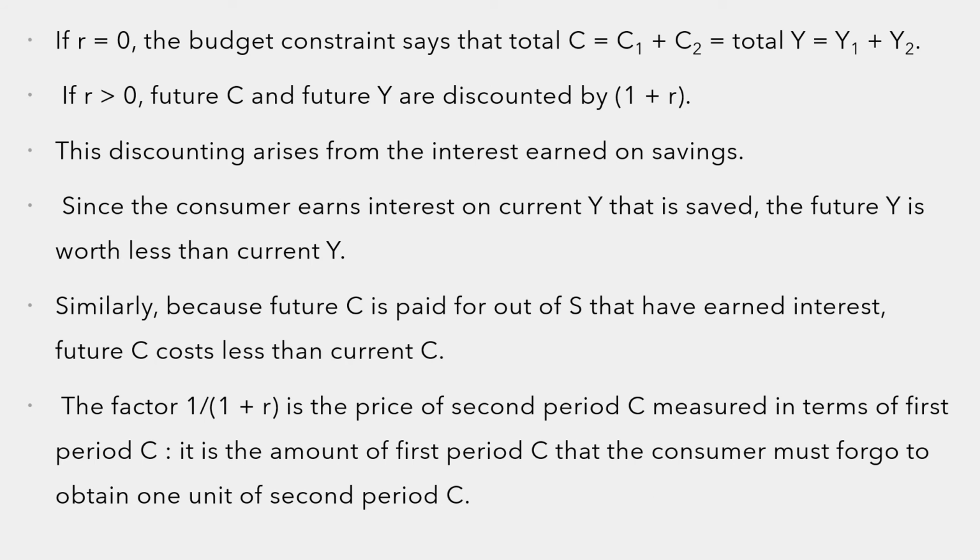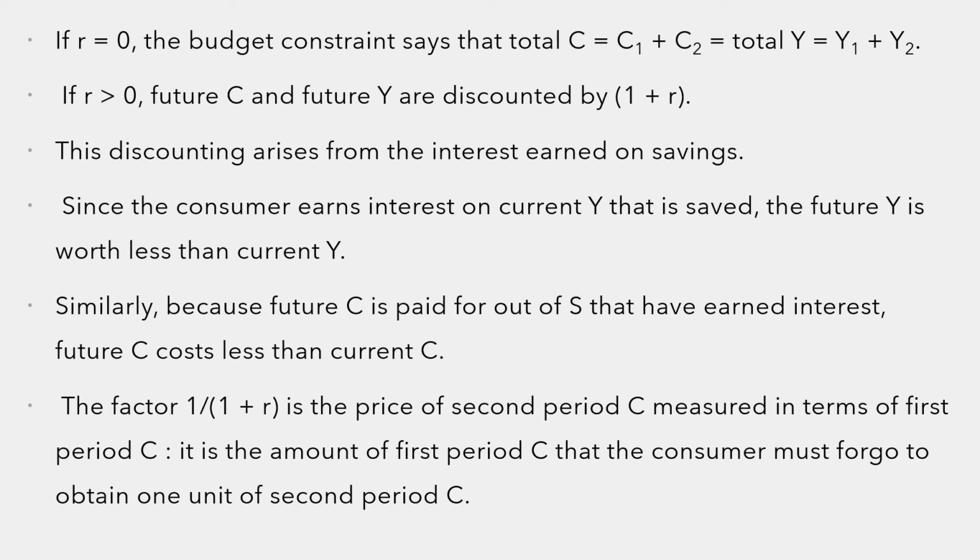That means that if R is equal to 0, that is, if the interest rate is 0, the budget constraint would say that C is equal to C1 plus C2 and Y is equal to Y1 plus Y2. If the interest rate is positive, or greater than 0, future consumption and future income would be discounted on the basis of 1 plus R.